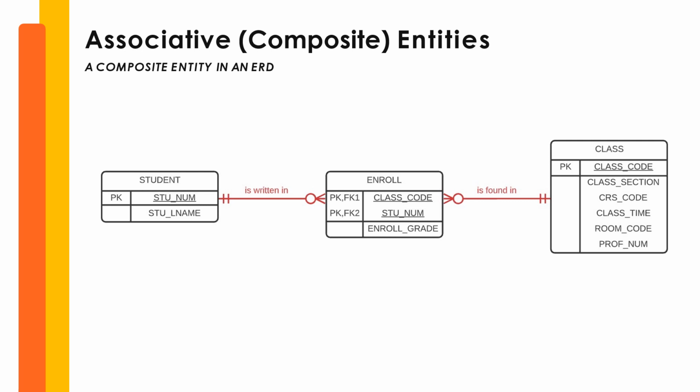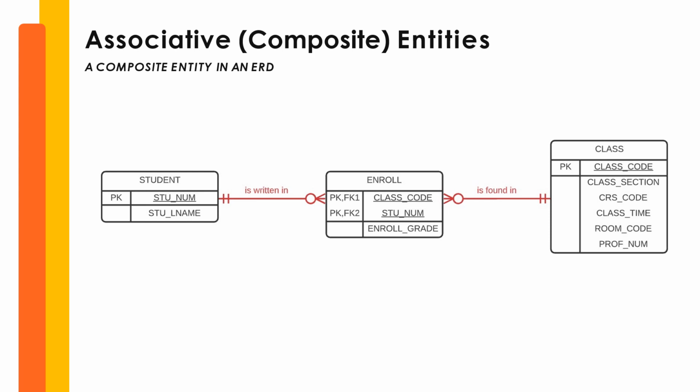We have already seen an example of associative entity, but this one would be the complete version of that example. You can see that the student and class, they have a many-to-many relationship. A student can take many classes, a class can take in many students, so we have a many-to-many relationship. So we broke down that many-to-many relationship by creating an associative or composite entity called enroll.